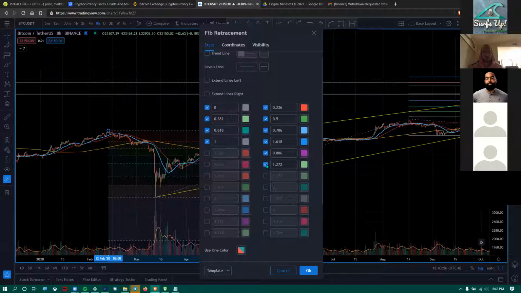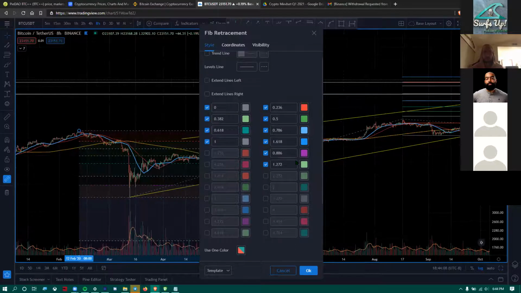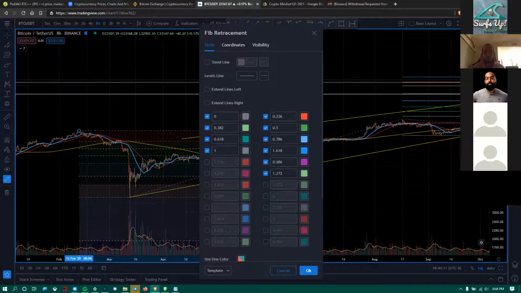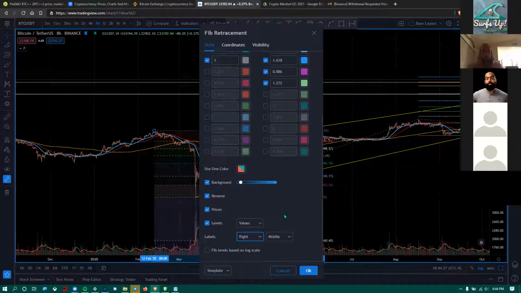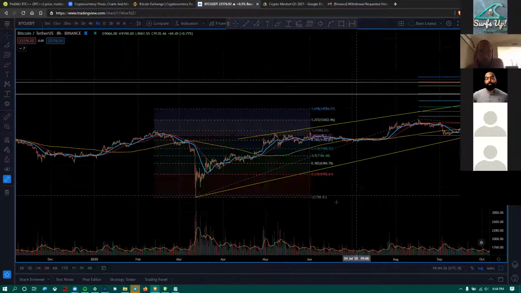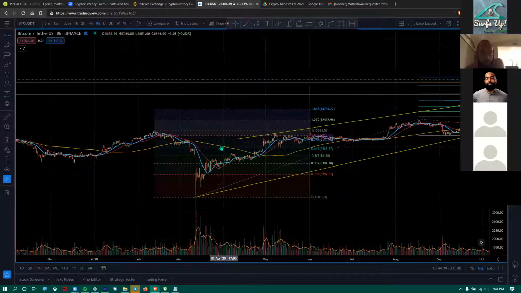I leave on the 1.272 and the 1.618 just to see if there's an extreme move past the 100% mark. But typically you don't look at these. You're just looking at the one level. Main things I would do, like I said, is change this to right. And then you can also hit reverse, and that'll put the 0 on the bottom and the 1 at the top.